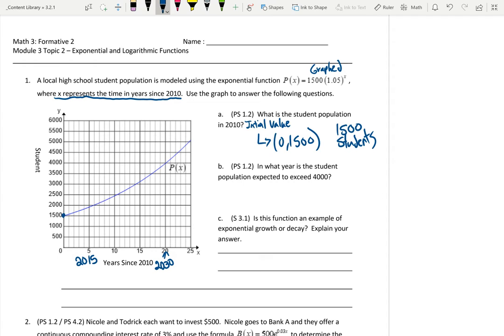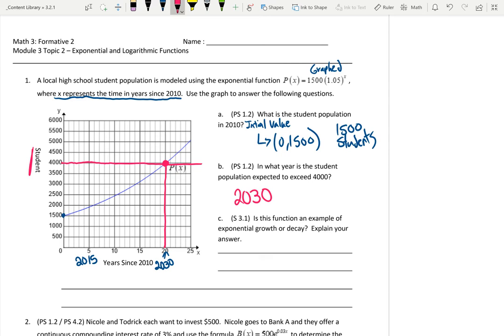In what year is the student population expected to be 4,000? Okay, well, 4,000 students. I'm going to start at my 4,000. And where does it intersect? Now I'm going to follow my line to see the x value. Okay, 20 years since 2010, it will be 4,000 students. So I'm going to go ahead and use 2030.